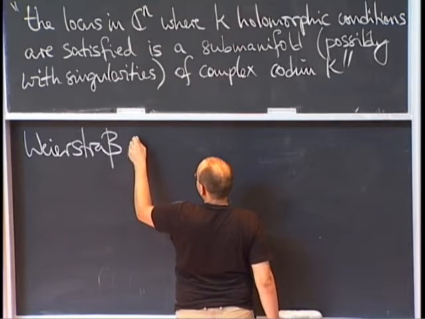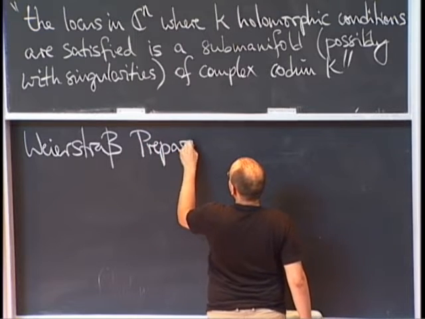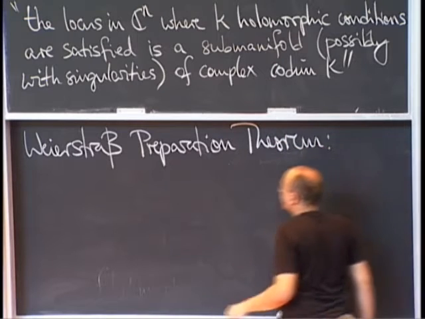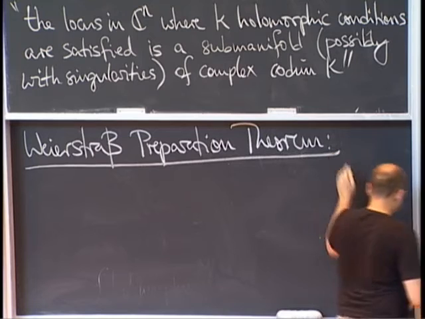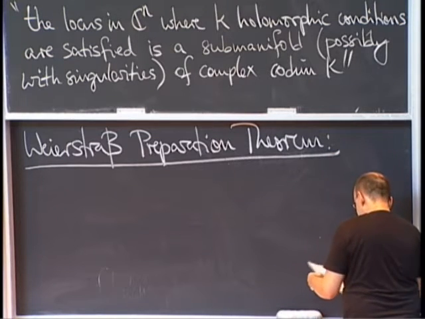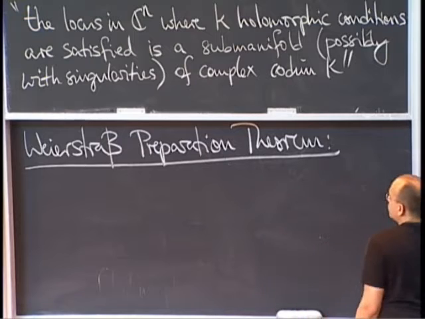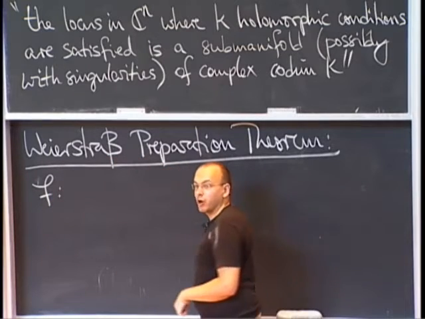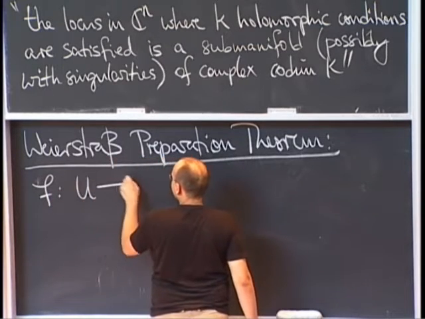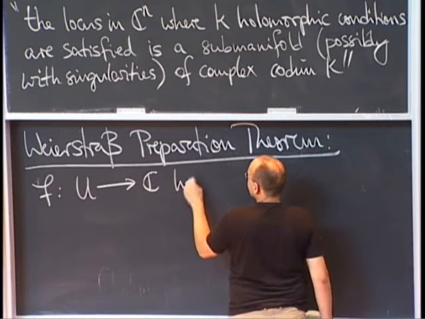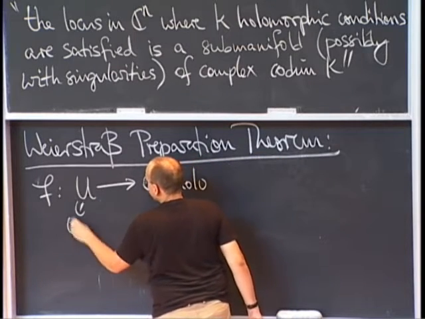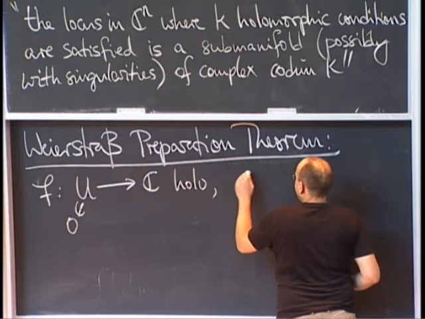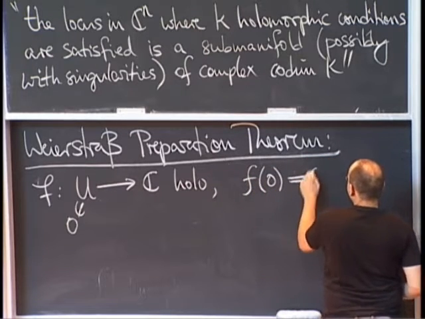So this goes by the name of the Weierstrass preparation theorem. There are lots of Germans in this business. So it's saying the following. Suppose you have a holomorphic function on a neighborhood of the origin in Cn, for simplicity. You take an open set in Cn containing the origin, so that's our base point, and you assume that it actually vanishes at the origin itself.